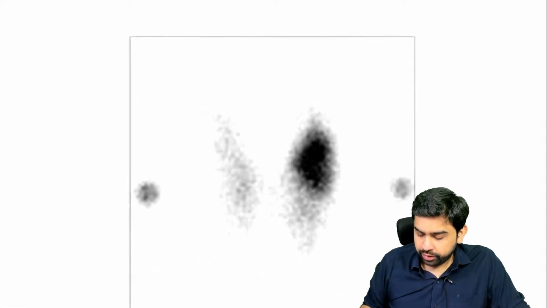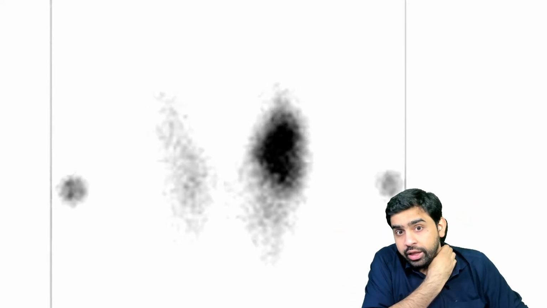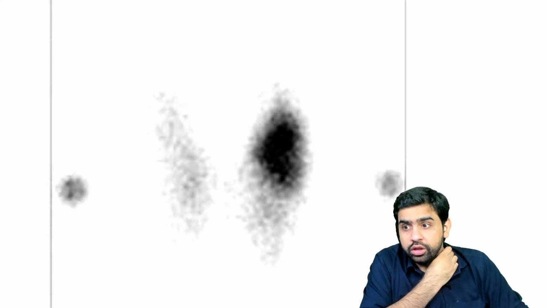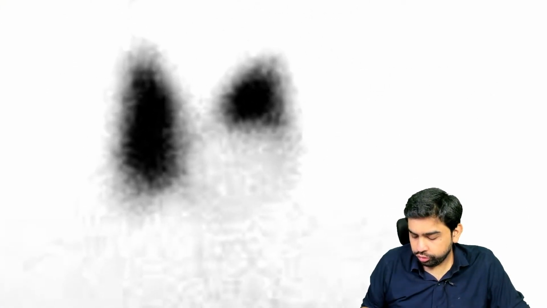So can you please tell me what this is? Forget about this one. Can you tell me what this is? Is it a hot nodule or a cold nodule? Please try to understand. This is a hot nodule. And what is this? This is a cold nodule.